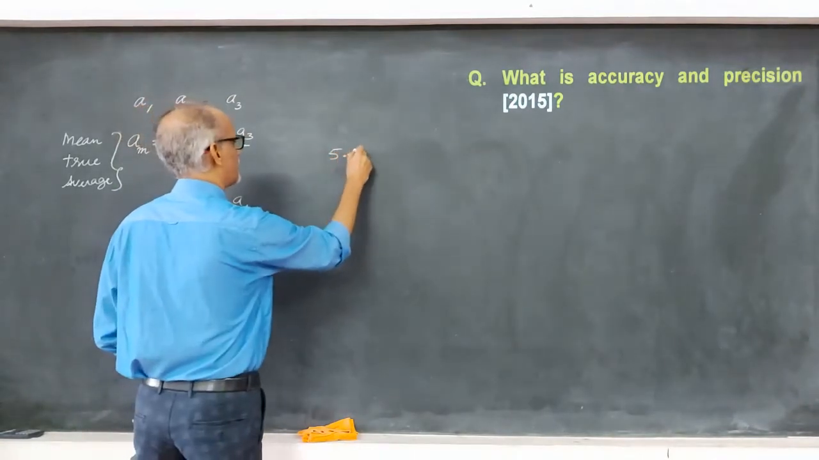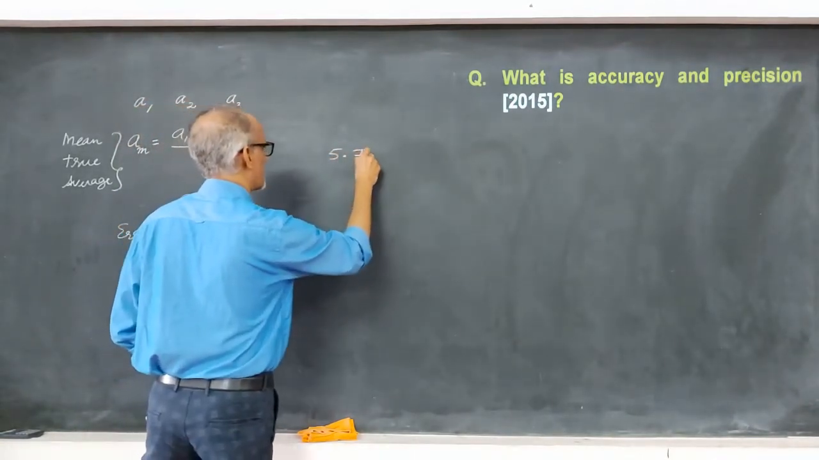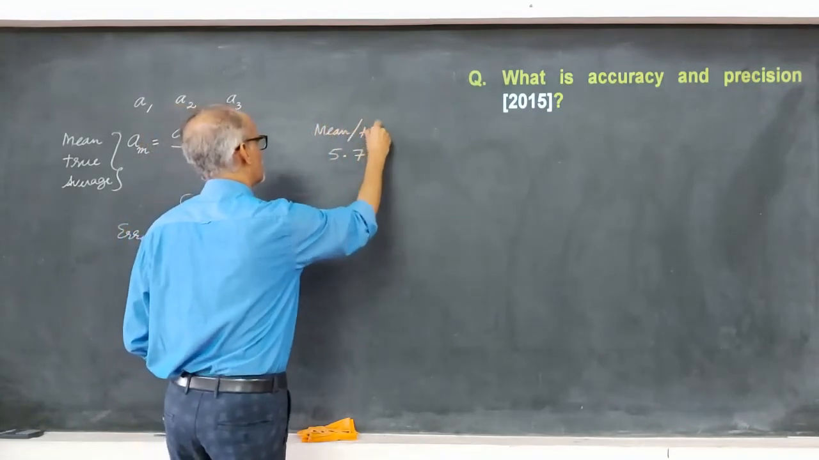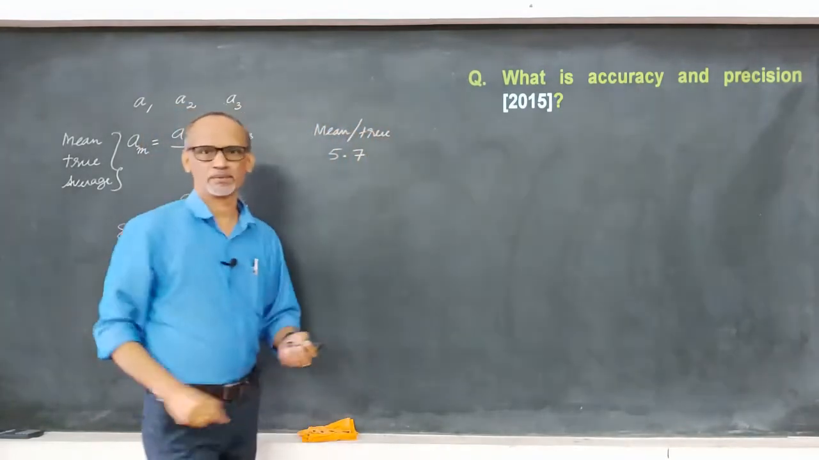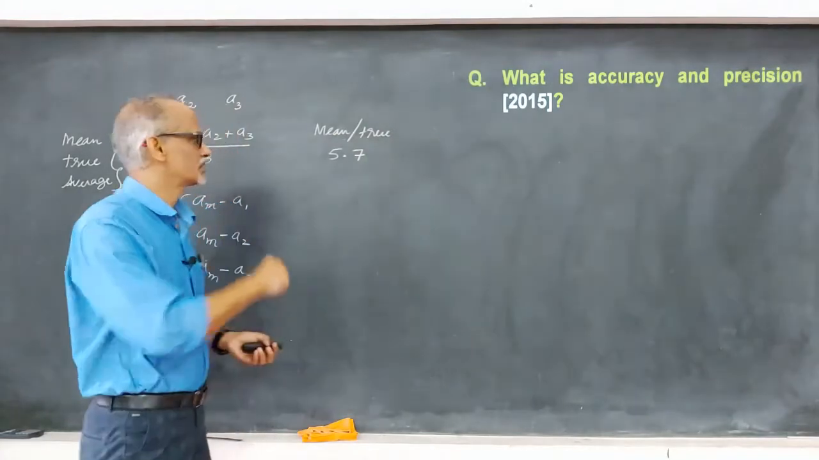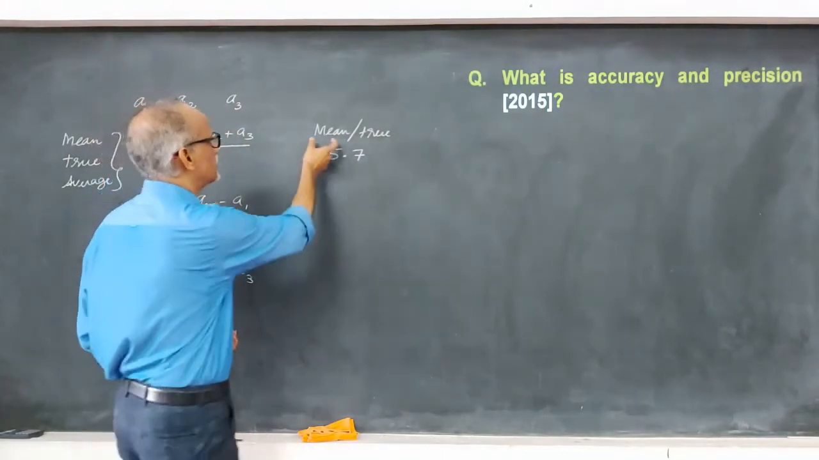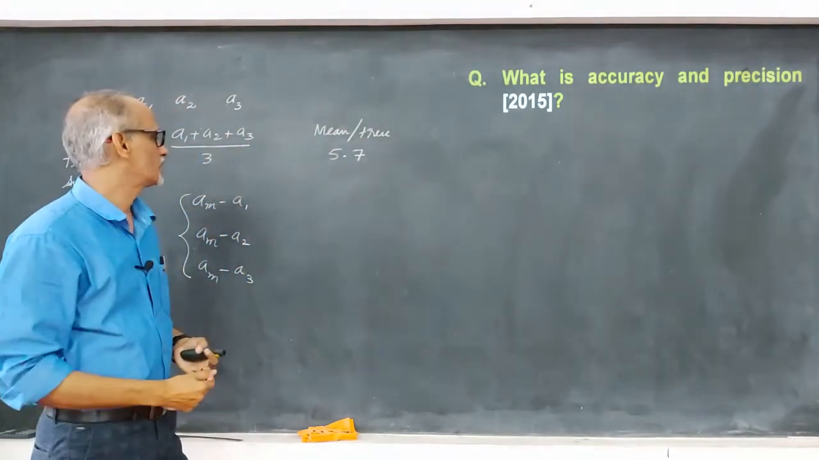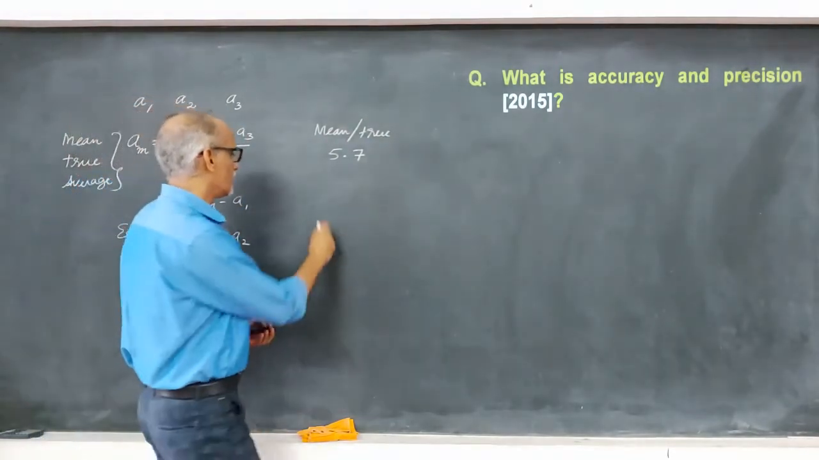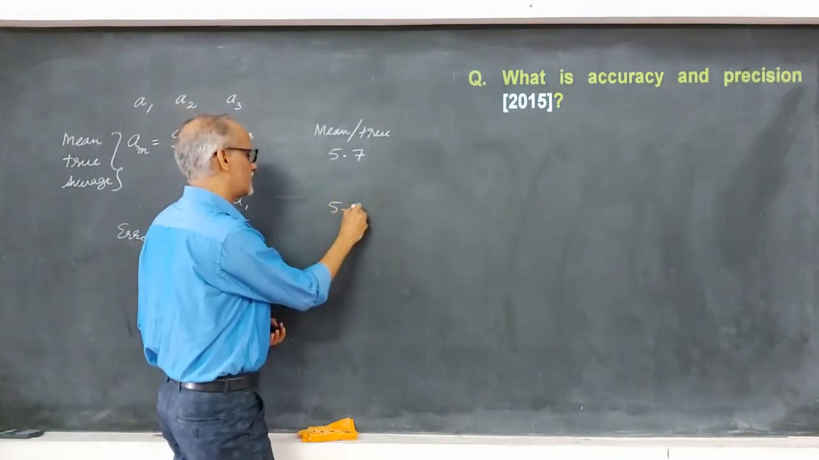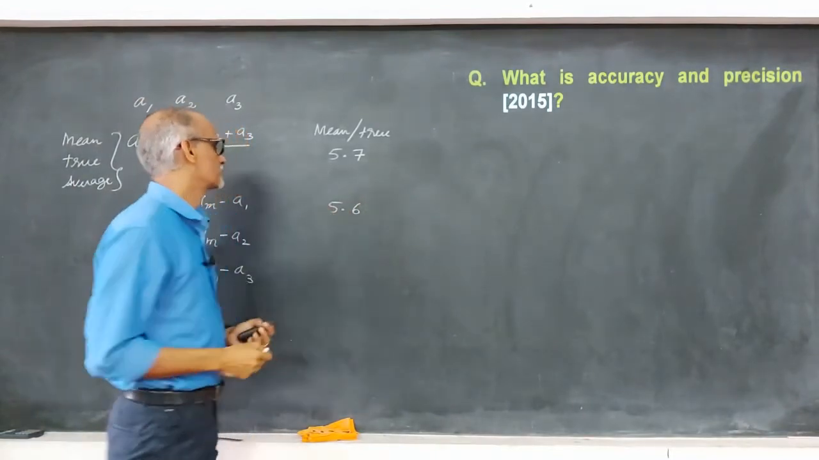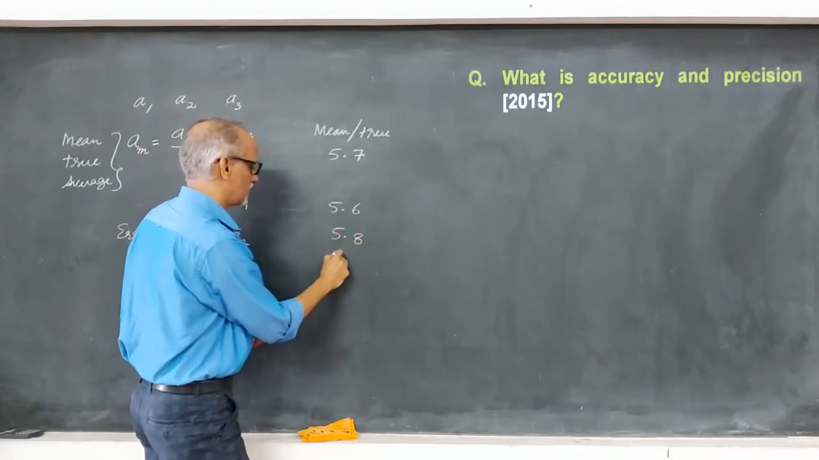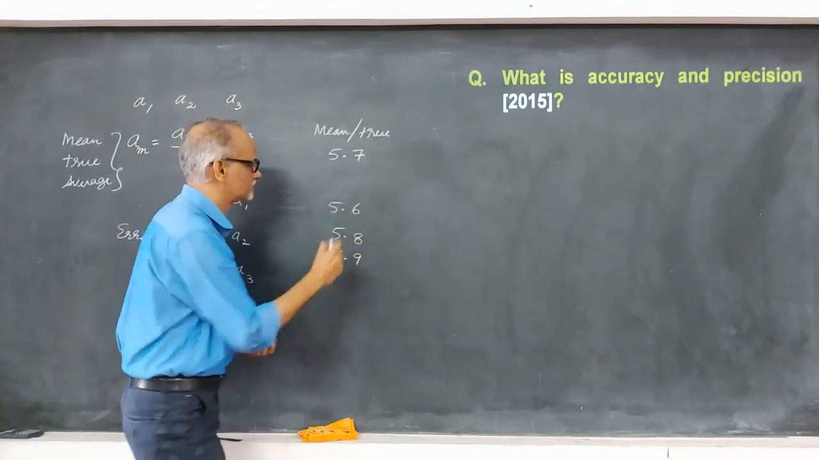Let us take 5.7 as the mean value, which is also called the true value. I have already mentioned it. So this is the mean value and this is the true value, correct? Mean or true value, 5.7. And the measured values are 5.6, the other measured value is 5.8, and the other value is 5.9.